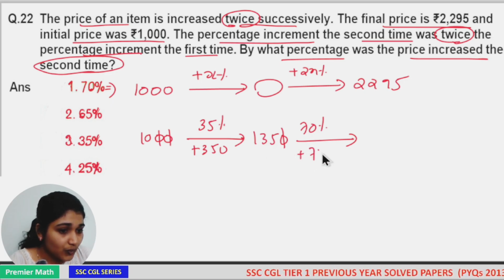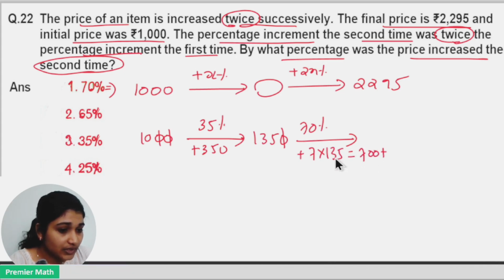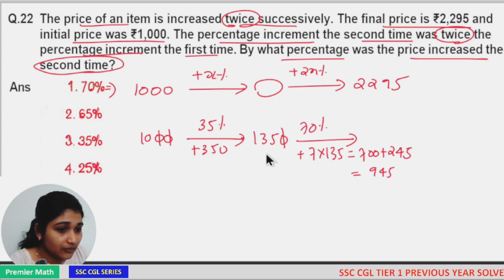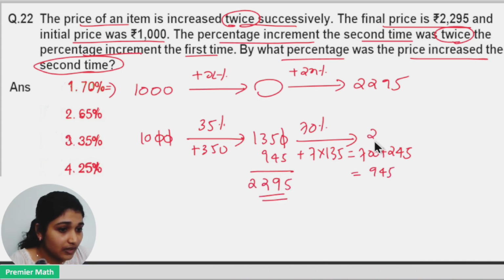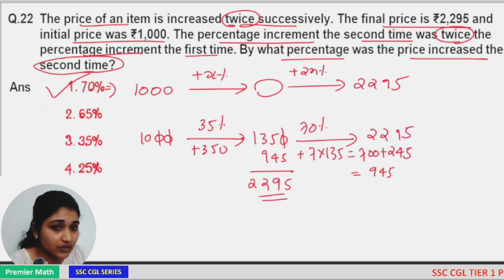7 into 135. So 7 into 100, 700. And here 7 into 30, 210, 7 into 5, 35. 210 plus 35 is equal to 245. Means the total is 945 increment. If the total increment is 945, add this to 1350, which is equal to 2295. So the final price is 2295 if 2x percentage is equal to 70 percentage. Option 1 is your answer.